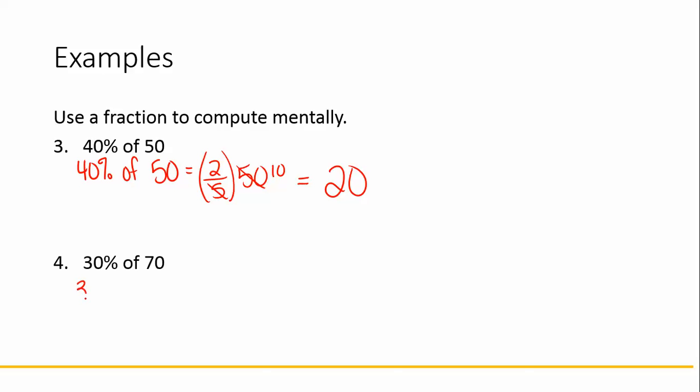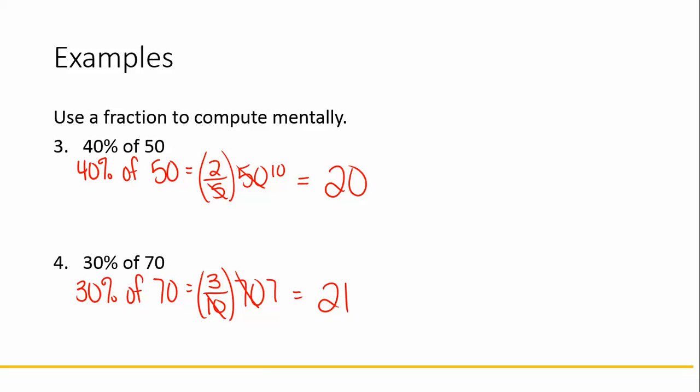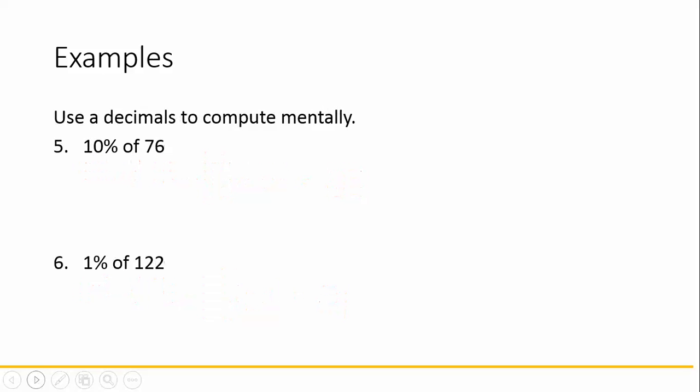Number 4, 30% of 70 would be equal to 3/10. That's what 30% is in a fraction. Think 30 over 100. Then we divide by 10 to get 3/10. So 3/10 of 70, if we cross cancel here, we end up with 3 times 7, which is 21. So 21 would be 30% of 70. Now we've used a fraction to compute mentally.